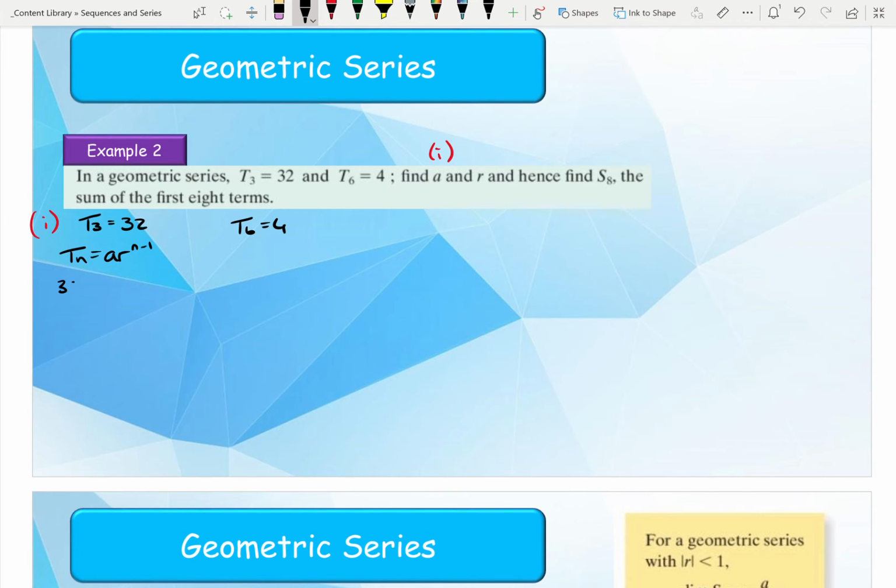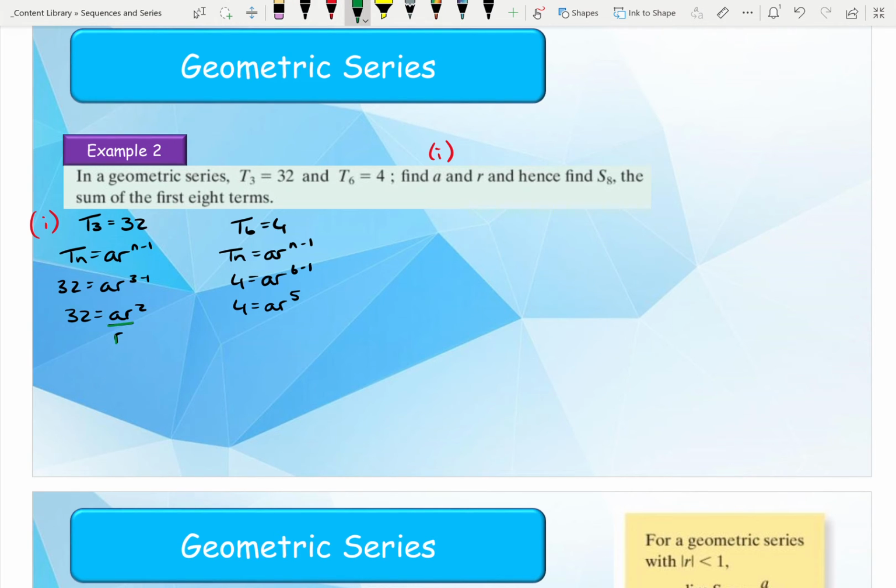So my value is 32 is equal to a r, my term is 3, so 3 minus 1. So we have 32 is equal to a r squared. Then I'm going to do the same thing over here, substituting in my same values. So I have 4 is equal to a r to the power of 6 minus 1. So 4 is equal to a r to the power of 5. Again, it's easier to isolate a on this side.